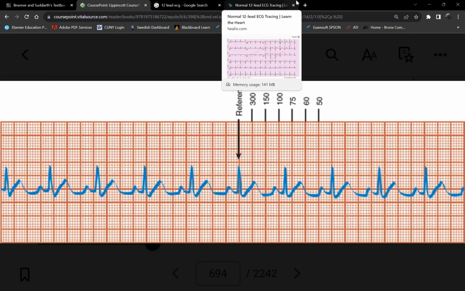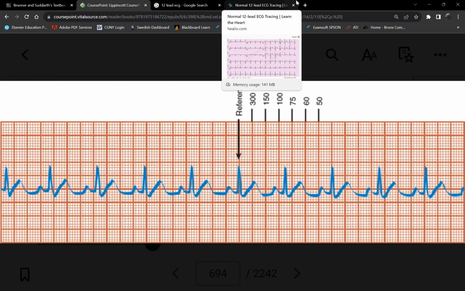Is the PR interval between 0.12 to 0.2 seconds? The PR interval is from here to here. Is it between 3 to 5 small boxes? That's 3 plus 1.5. Yeah? Okay, so it's between 3 and 5 small boxes. You can do the same for the succeeding ones. I'm sure it'll be the same.